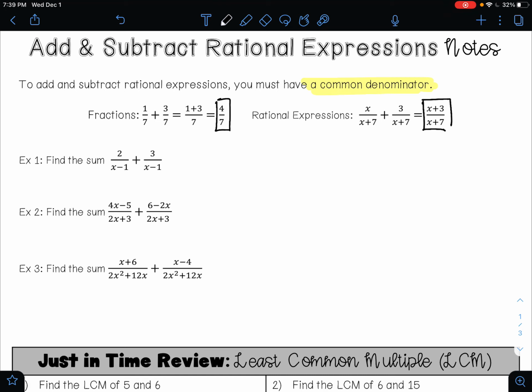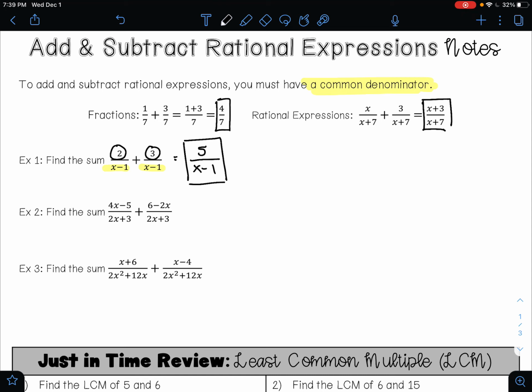On example 1, it says find the sum. And I have 2 over x minus 1 plus 3 over x minus 1. I do have a common denominator of x minus 1. So that means I can just add my numerators. 2 plus 3 is 5. This is as simplified as this is going to get, so this is my answer.